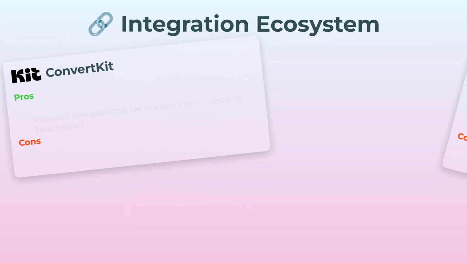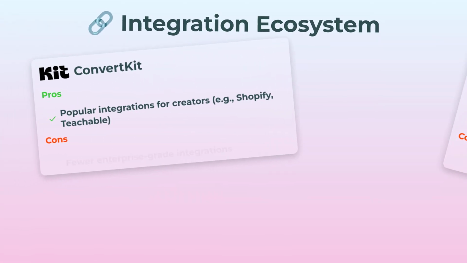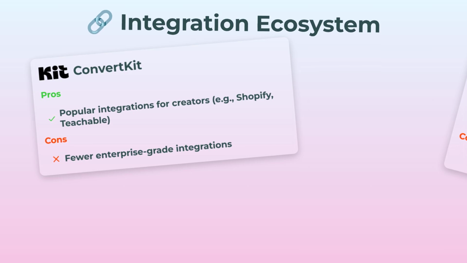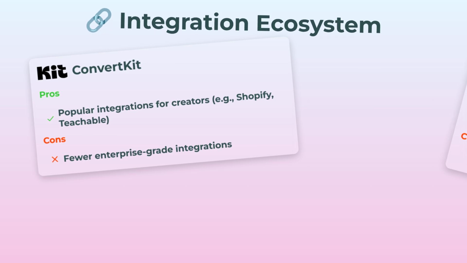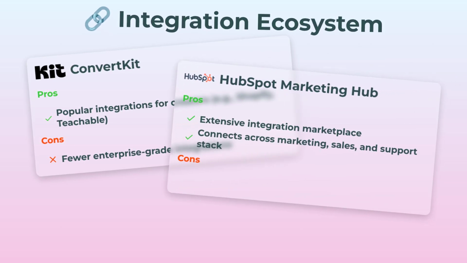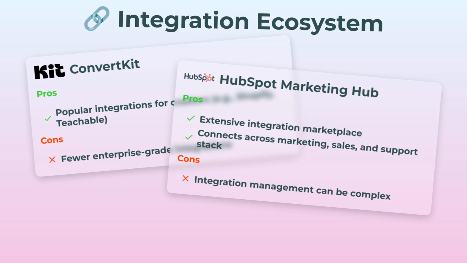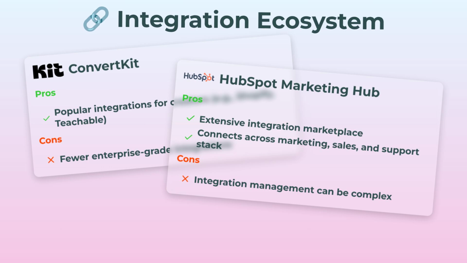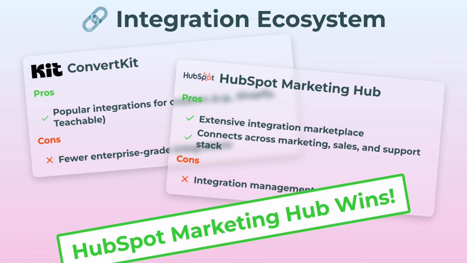Now, integration ecosystem. ConvertKit is awesome if you're a creator. It connects to Shopify, Teachable, and all the usual suspects, but it kind of misses those big enterprise tools. HubSpot has this super extensive integration marketplace that covers pretty much every area. Marketing, sales, support. Managing it all could get kind of messy, but if you need to plug in a bunch of platforms, HubSpot wins by a mile.